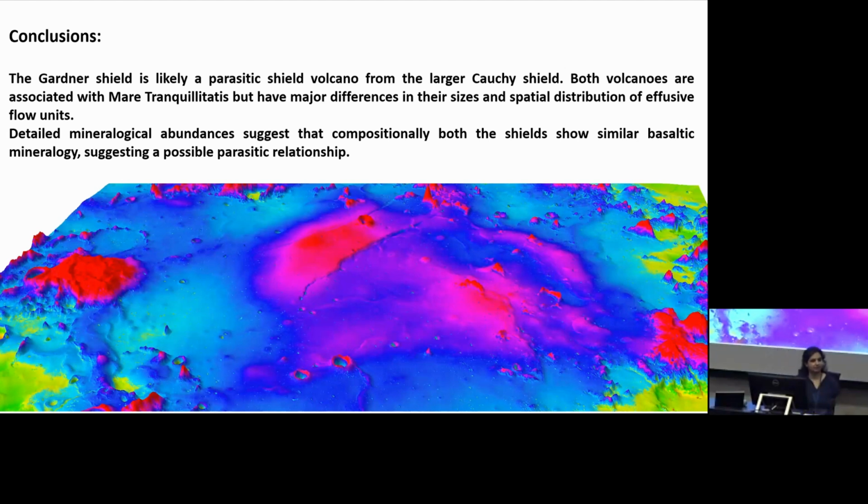Being from Brown University, this might be a naive question, but what exactly do you mean by a parasitic relationship? So I'm interpreting it as a common source for the lava eruption for both of the shields. The Cauchy shield is around 400 kilometers, so it should have a main reservoir, and there should be another magmatic chamber below the Gardner shield, and both are composed from the same region.